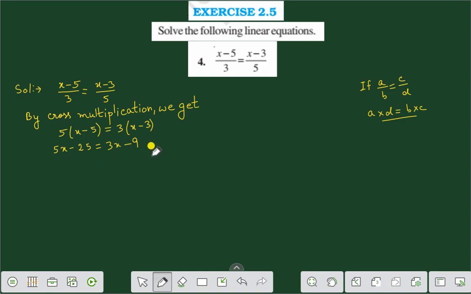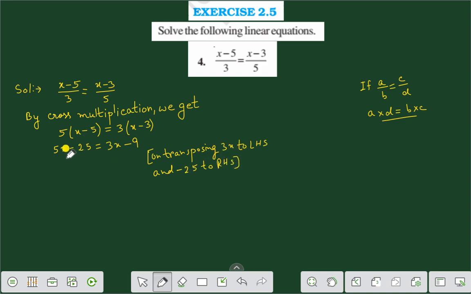On transposing, 3x to left hand side and minus 9 and minus 25 to right hand side.